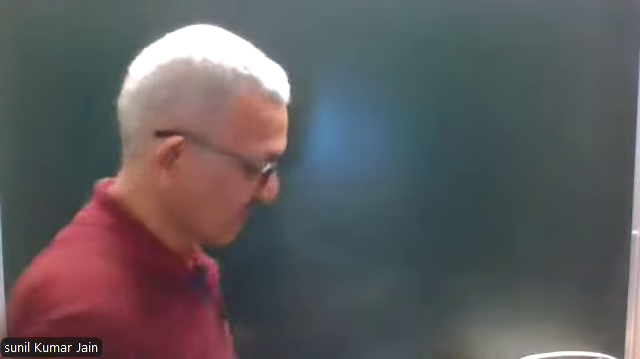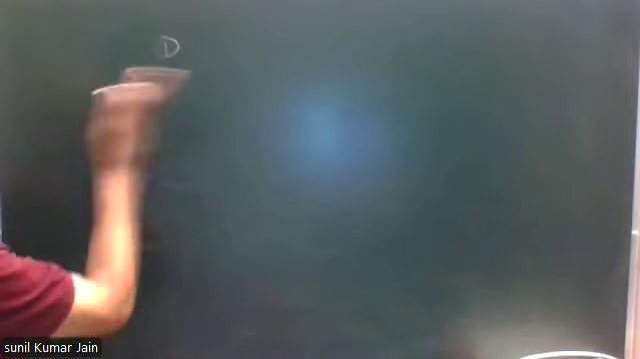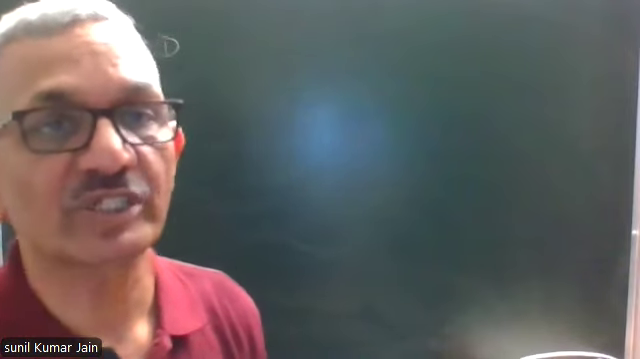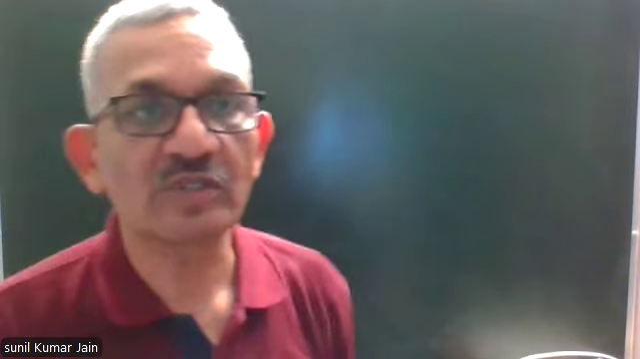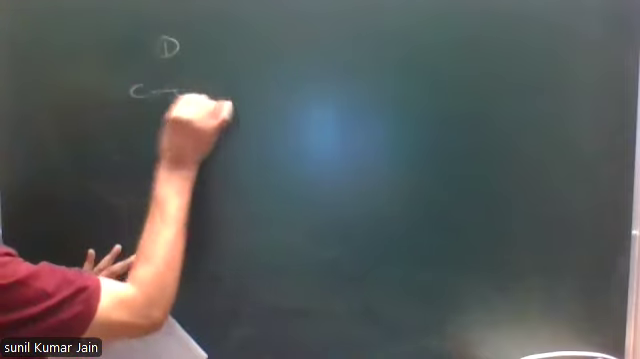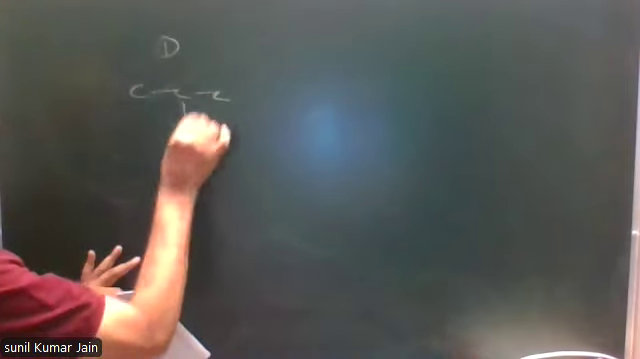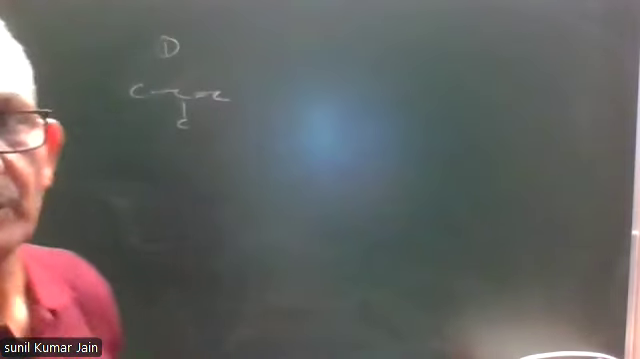Now coming to fill in the blanks. First sequence. Tertiary-butyl chloride with aqueous NaOH will not give alcohol. This is not SN. This is an elimination reaction because it is a tertiary alkyl halide. So the product obtained will be an alkene. This is 2-methyl propene.